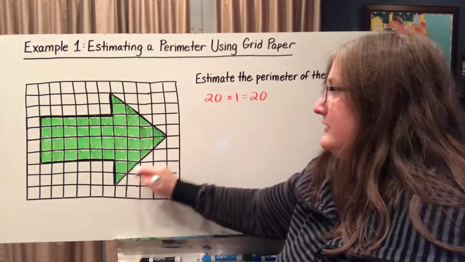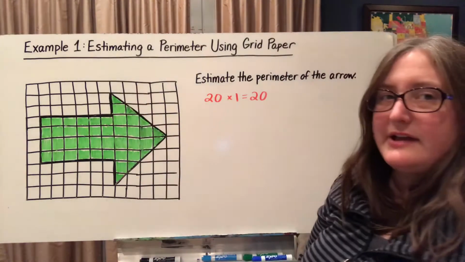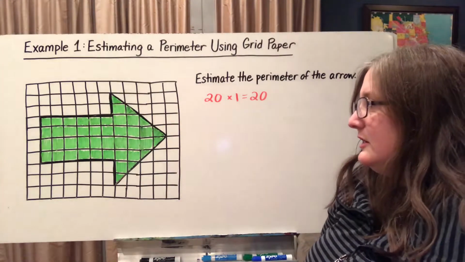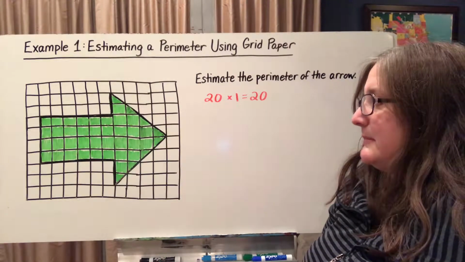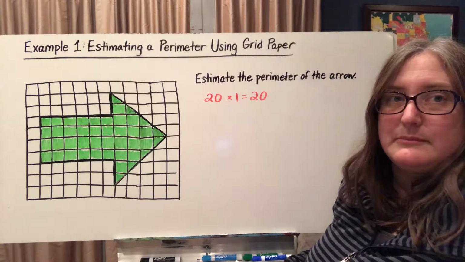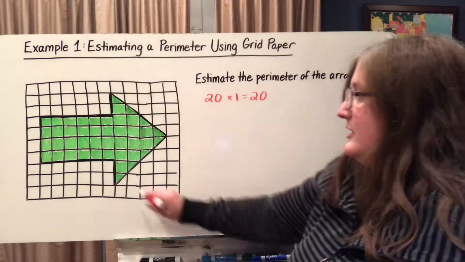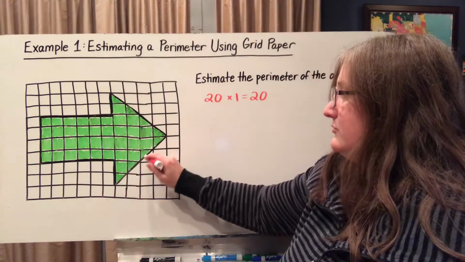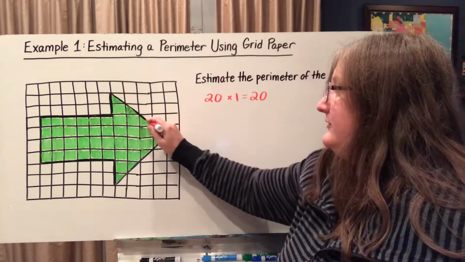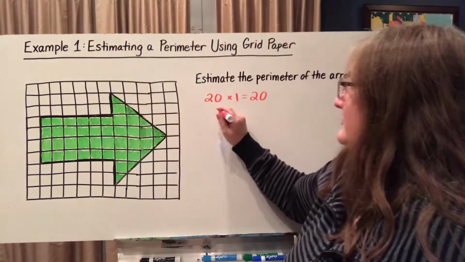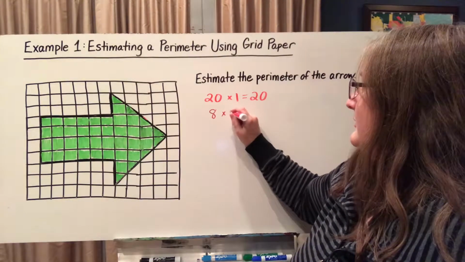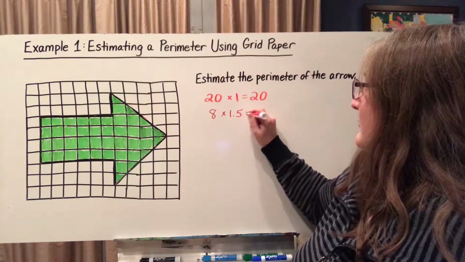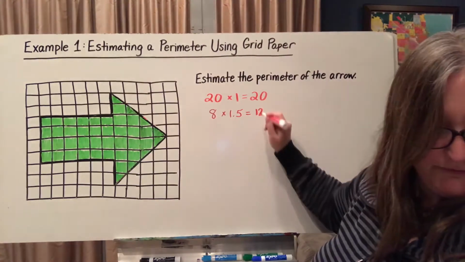And now I have to count these diagonal sides. Now the diagonals are a little bit longer, so I probably want to estimate a bit more than 1. Maybe I'll estimate about 1.5. So I've got 1, 2, 3, 4, 5, 6, 7, 8 of those. So 8 of those times about 1.5, I get about 12.